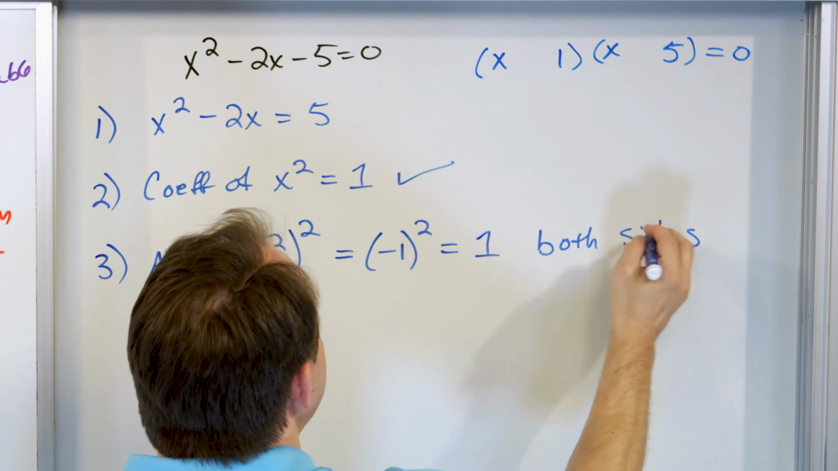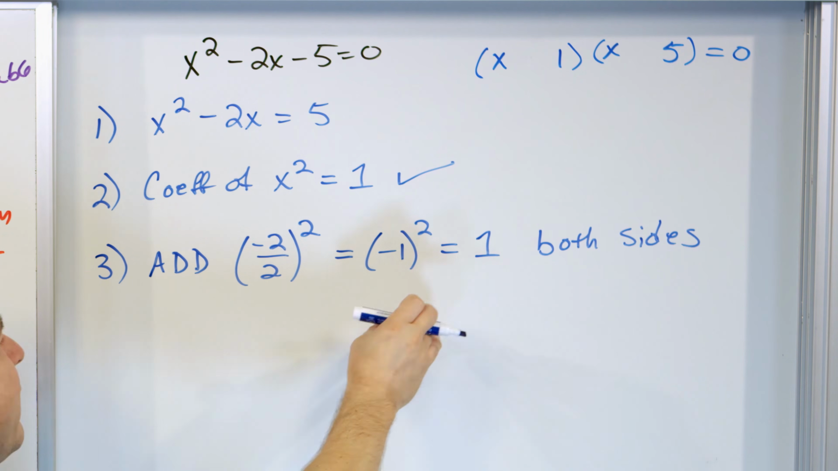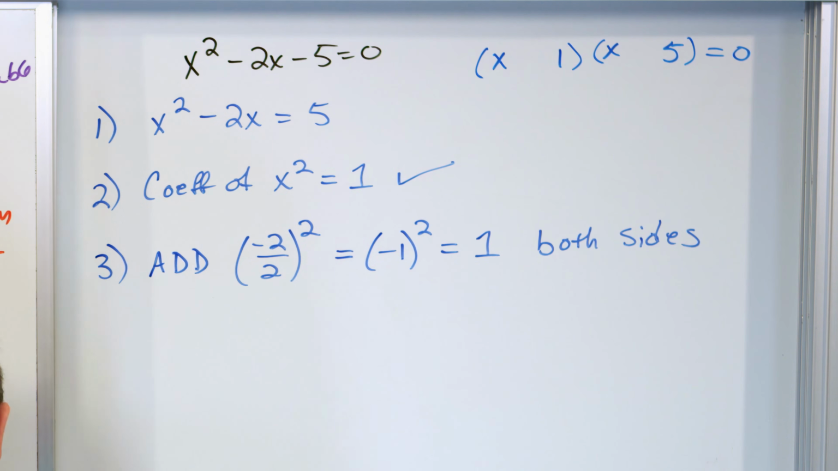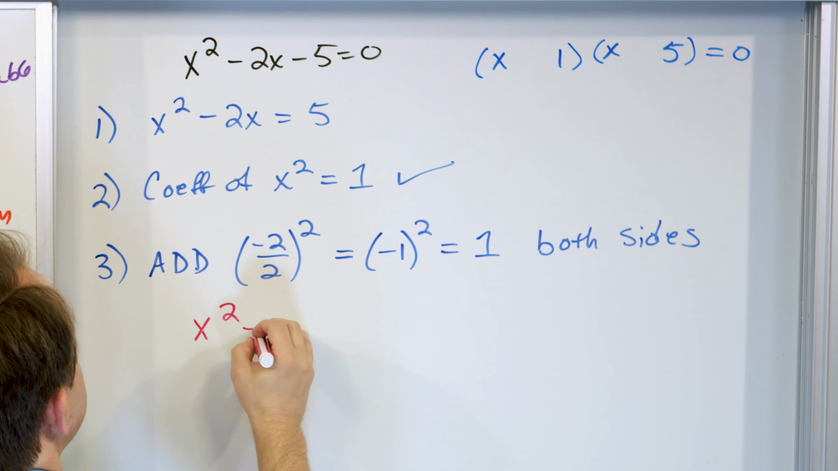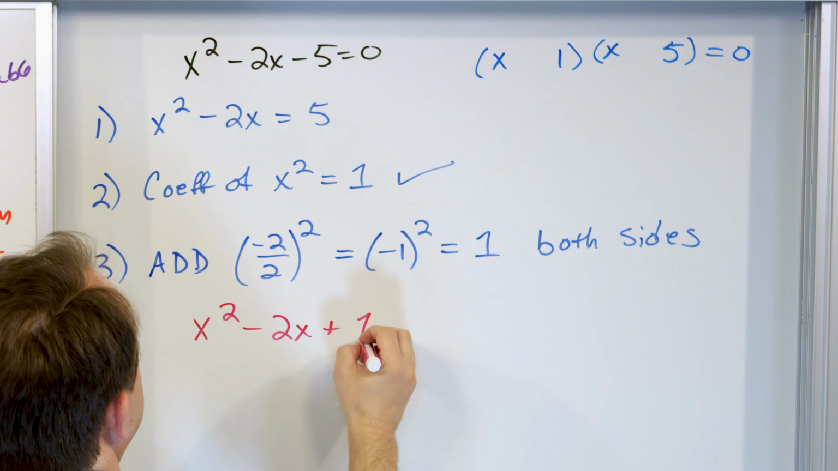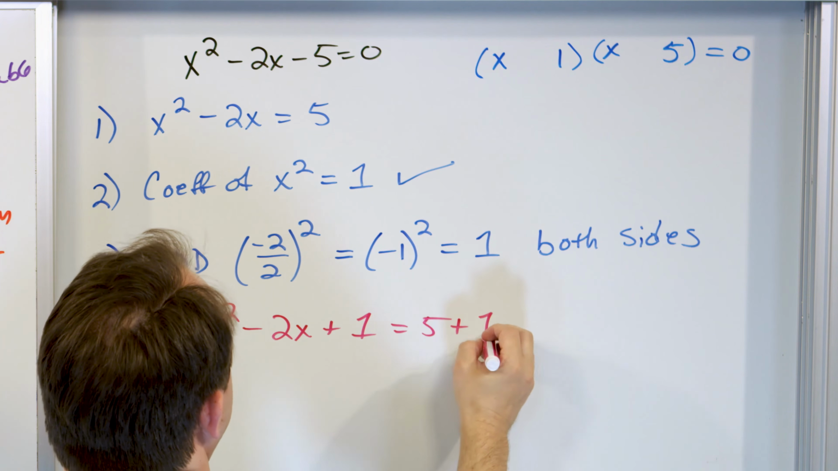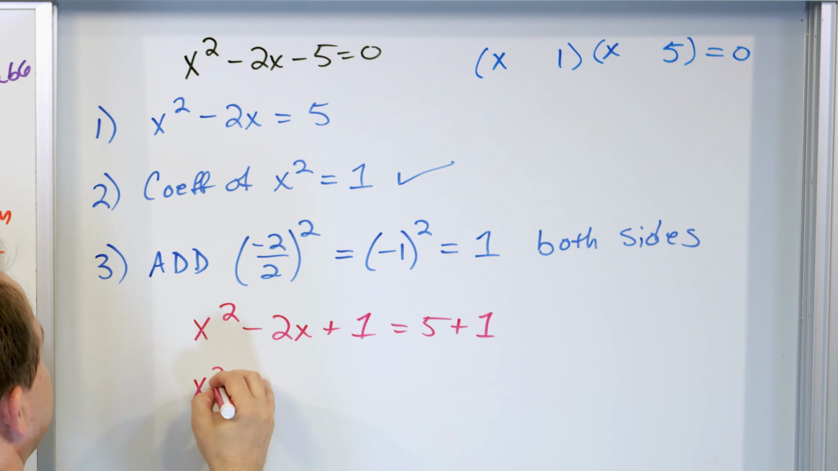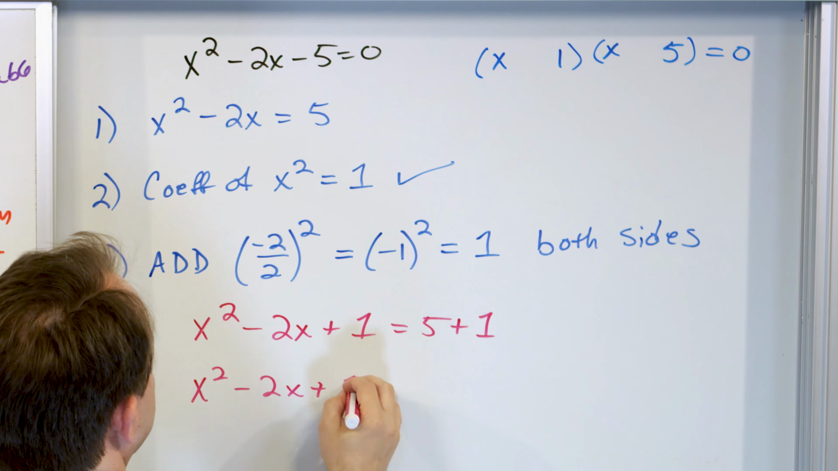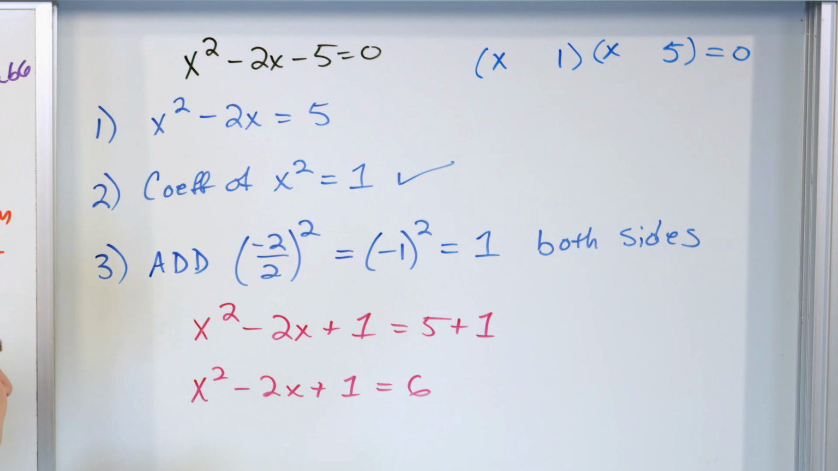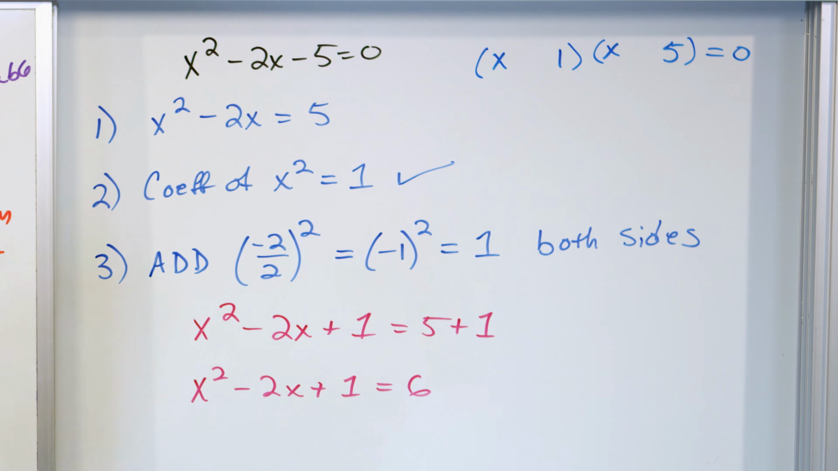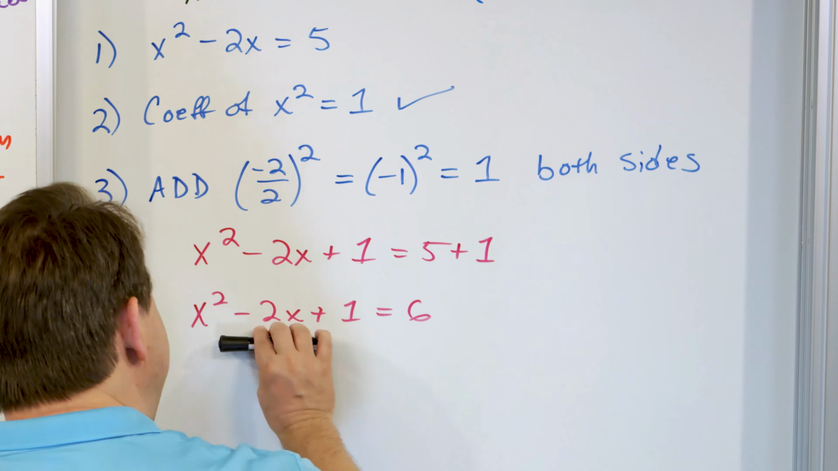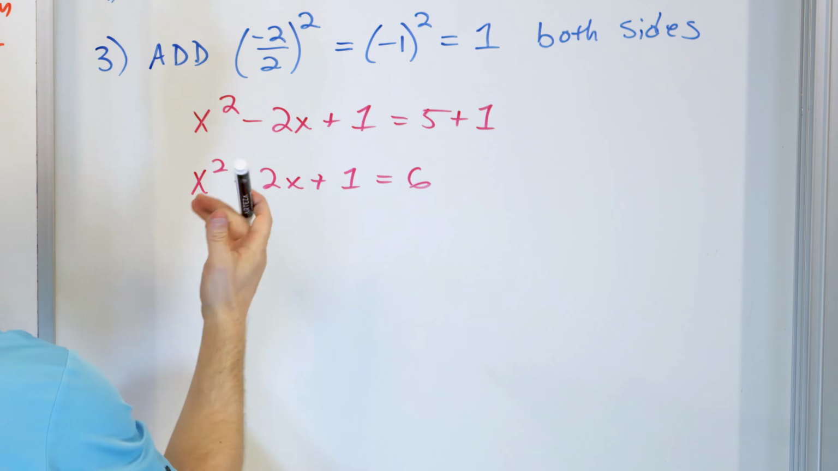So whatever this comes out to be, when you divide by 2 and square it, you add that to both sides. So in order to do that, we're going to add it here. It'll be x squared minus 2x plus 1 equals 5 plus 1. And you all know that that's 6, so we have x squared minus 2x plus 1 equals 6. And the claim is that once you do that, this is always factorable, and it's always going to be a perfect square. If you cannot factor this, then you've done something wrong.